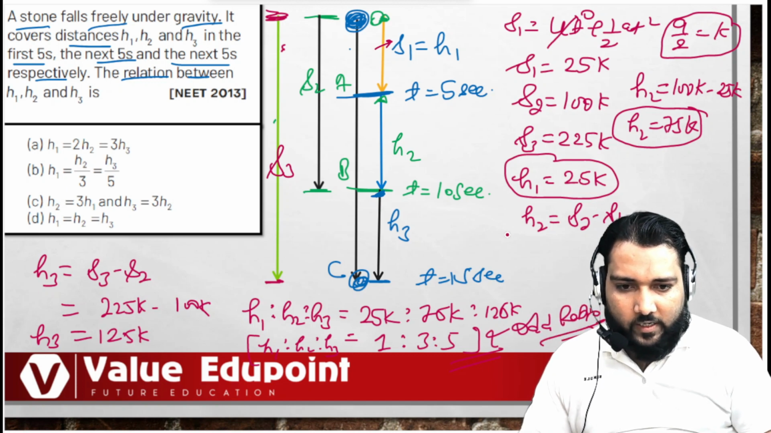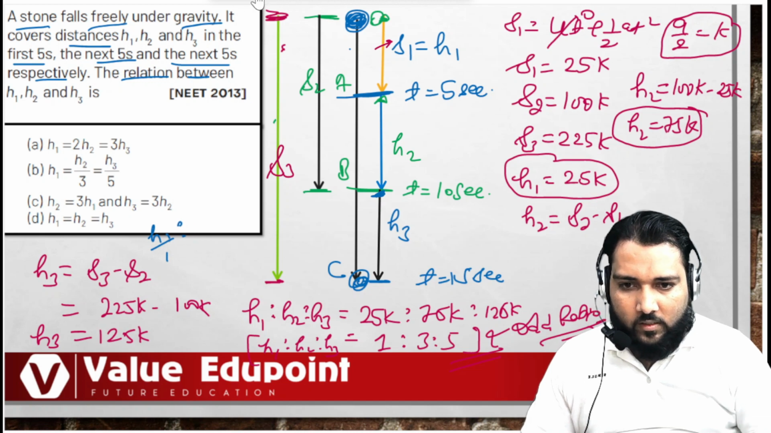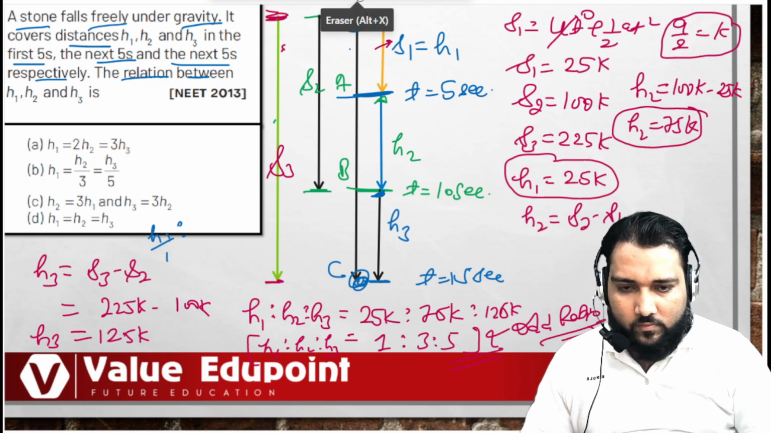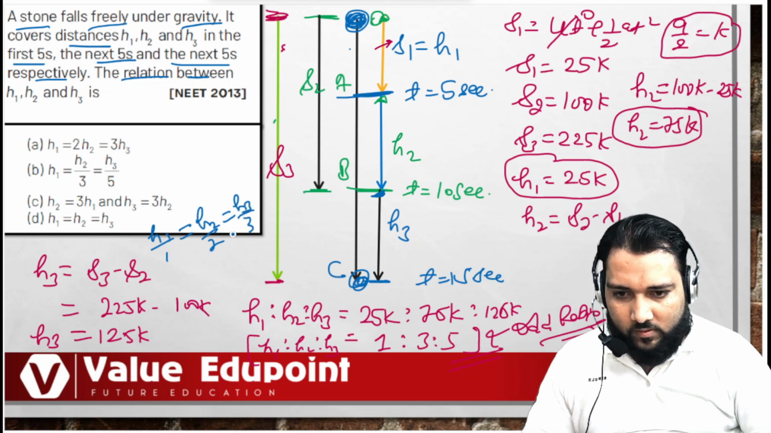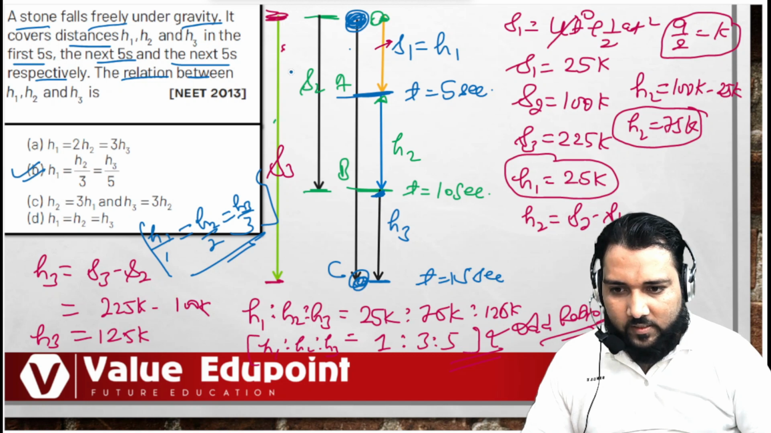Okay, or again we can write this in such a way that it is h1 upon 1. Okay, we can write it in this way also: h1 upon s2 upon 2, s3 upon 3. Is it okay, guys? So answer B is the correct answer.